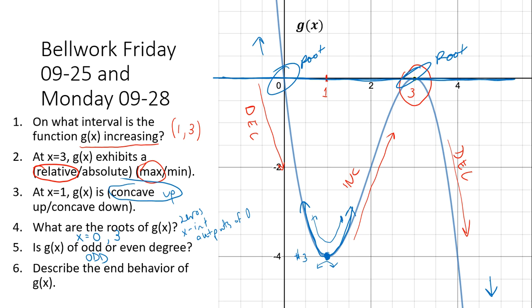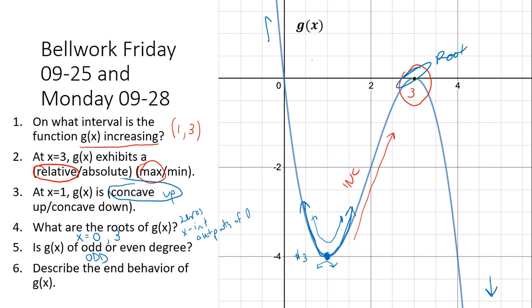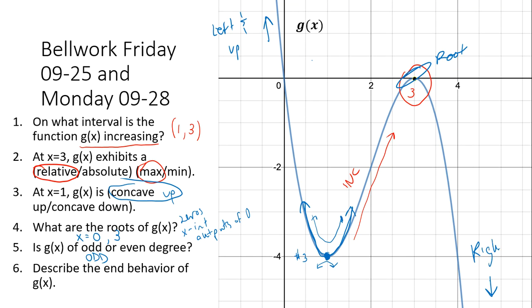And then lastly, number 6, describe the end behavior. Okay, I'm going to tidy this up just a little bit so I have some space to write. Again, I'm not paying attention to any of the intervals of increasing, decreasing anymore. Now we're only interested in these end arrows. So I need to be able to say left and up, right and down. That's what I need to be able to describe.